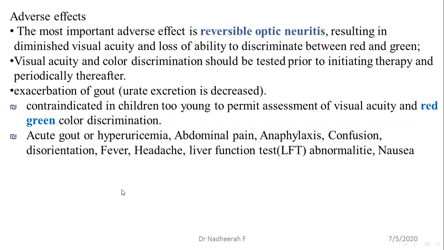Adverse effect. The most important adverse effect is reversible optic neuritis, resulting in diminished visual acuity and loss of ability to discriminate between red and green. Visual acuity and color discrimination should be tested prior to initiation of therapy and periodically thereafter.